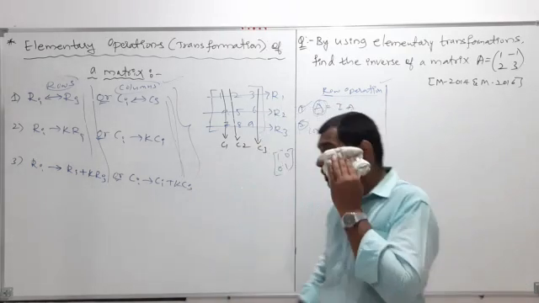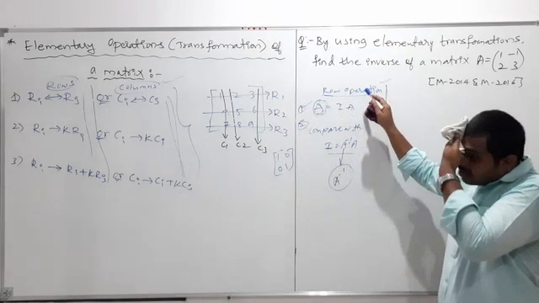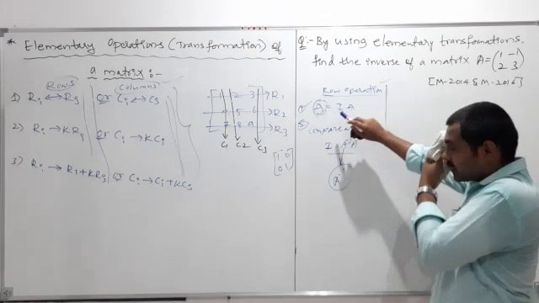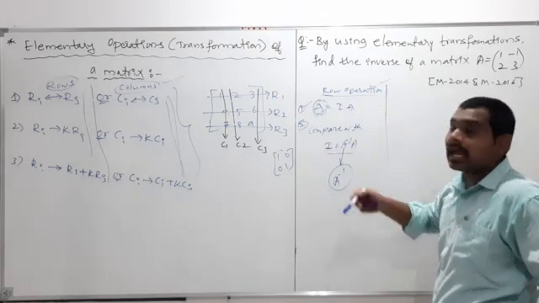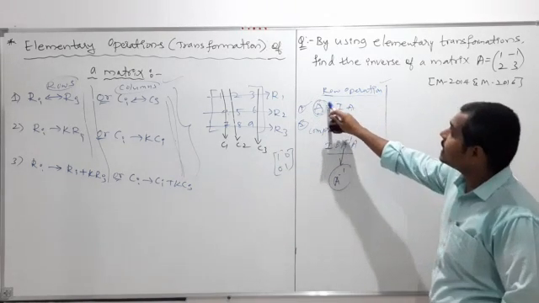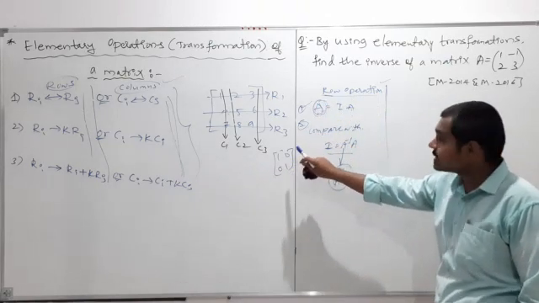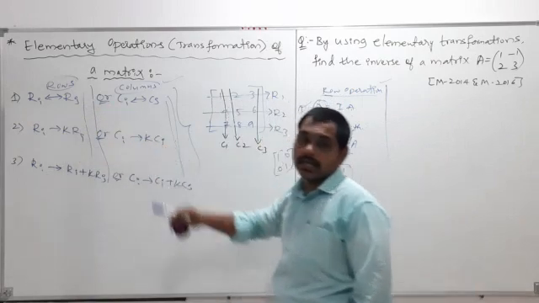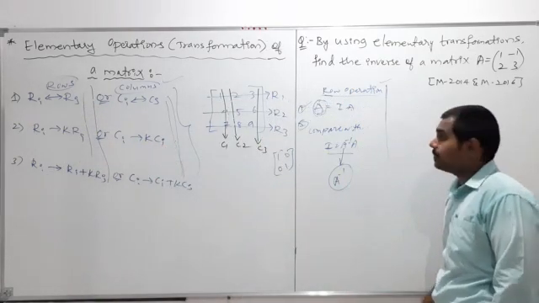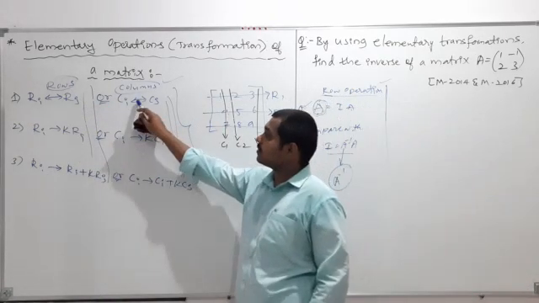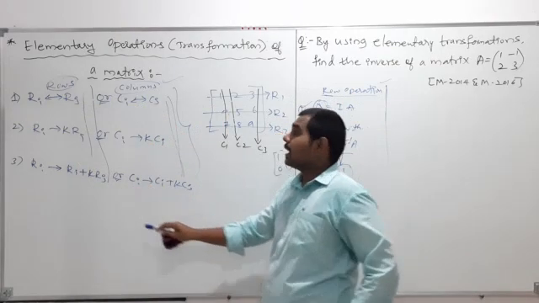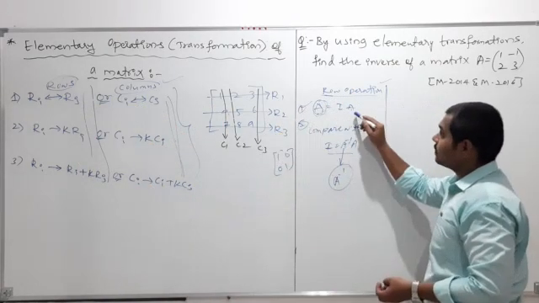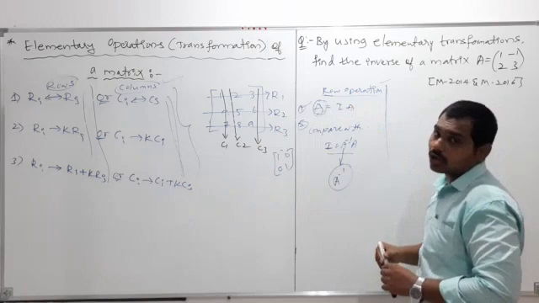And my dear students, if you are applying the row operation, keep in mind that first you should write it as A equals I into A, and then while converting this LHS into an identity matrix, you should always use only row operations. In that case, you cannot use column operations. And next, first you should fix yourself whether you are applying row or column.